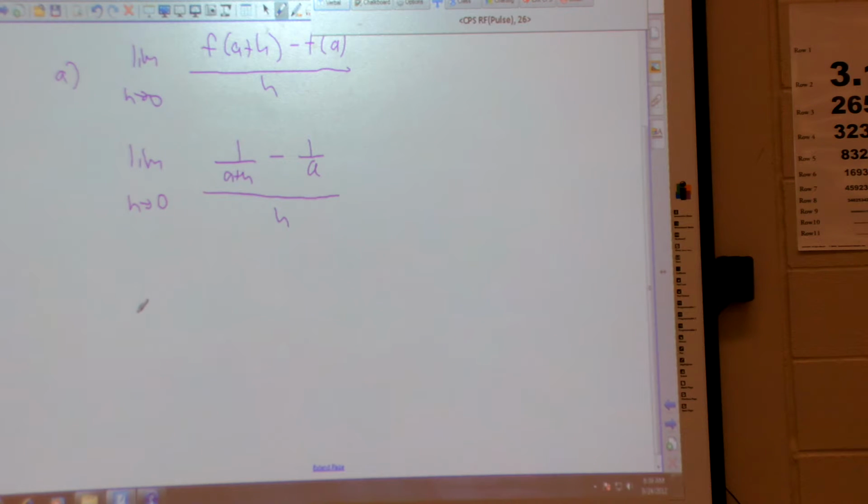You have to get a common denominator. So this side needs an a over a, and this side needs an a plus h over a plus h. Be careful here. Do not make the freshman mistake. That is subtracting all of that, correct? That'll be a squared plus ah, all over h. Do not drop the denominator.